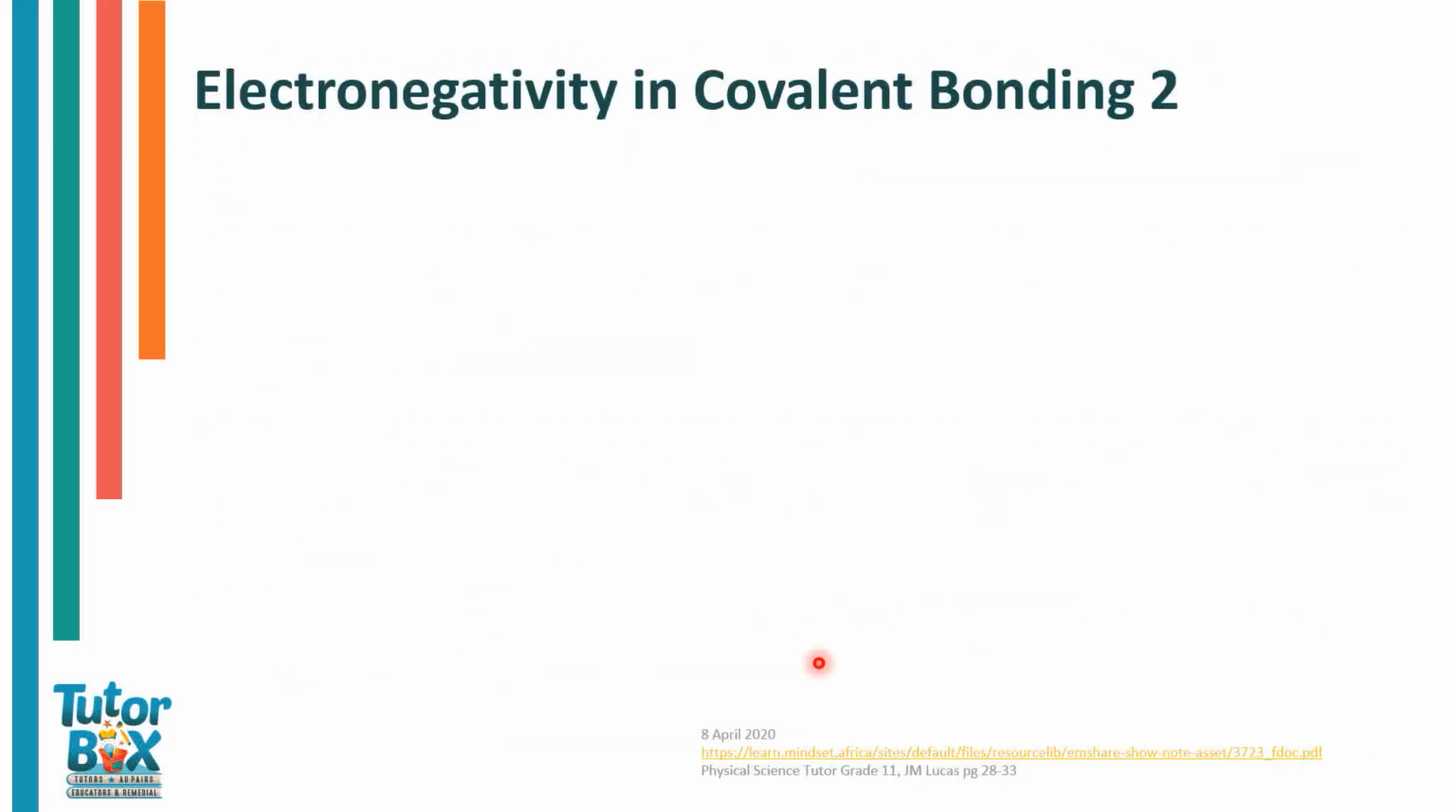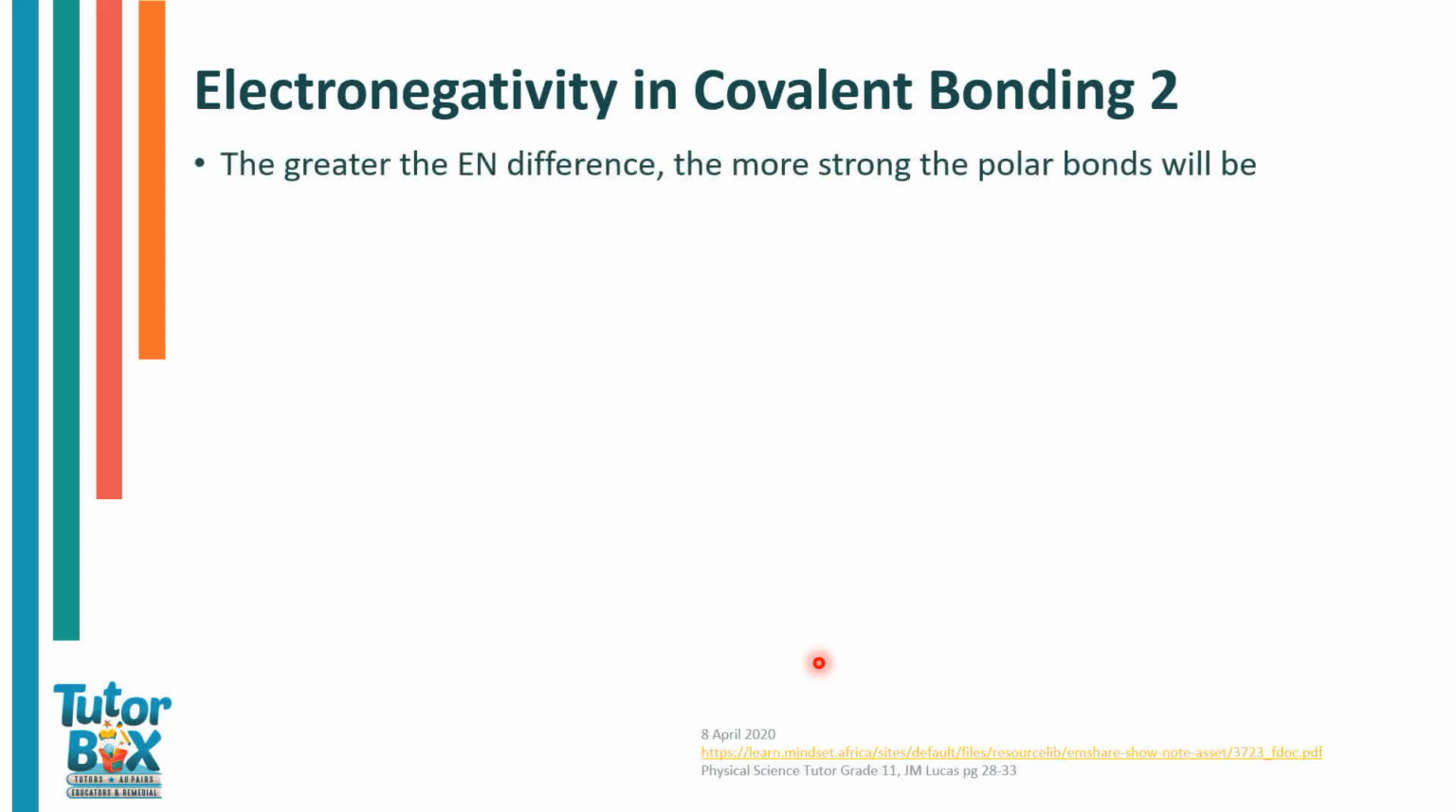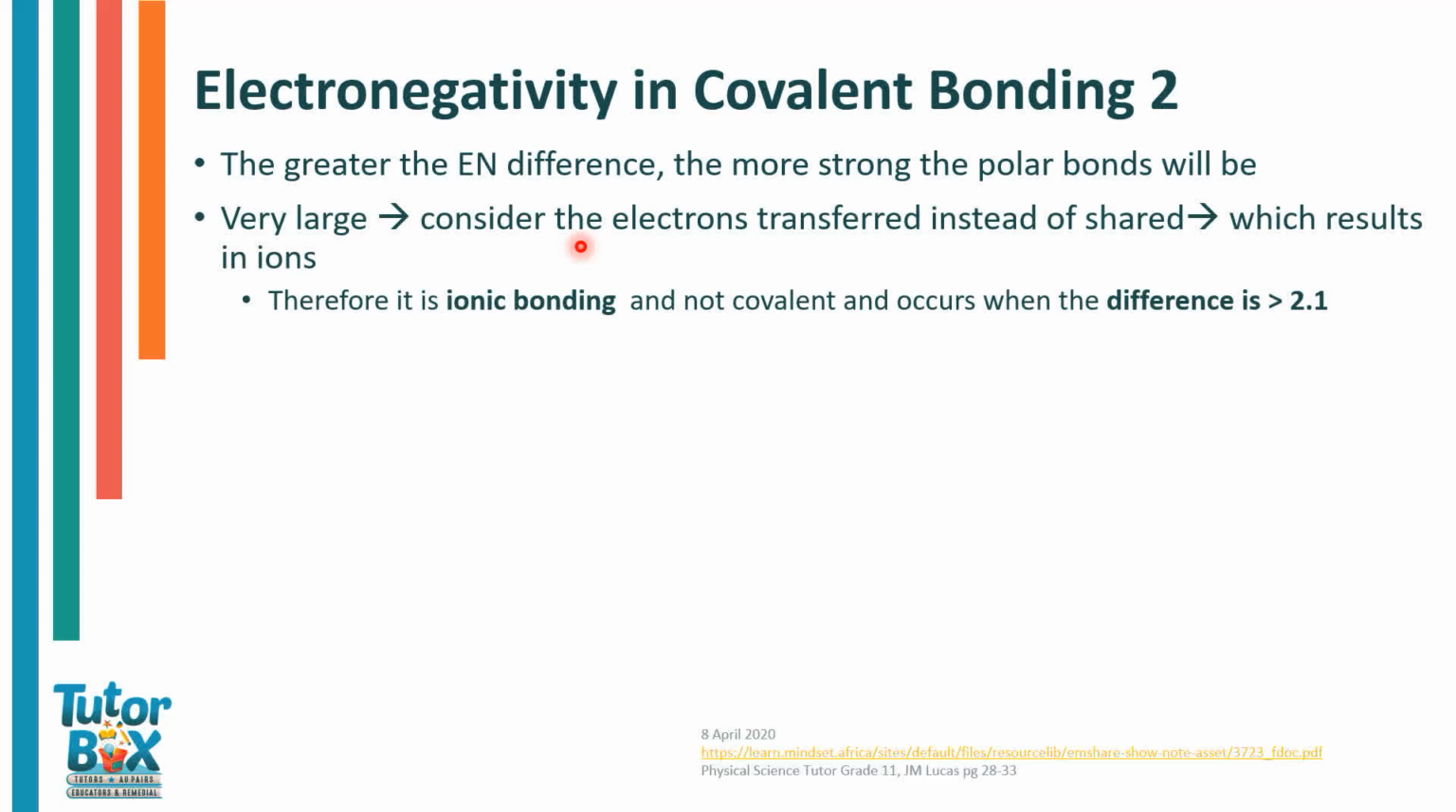Okay, a little more on electronegativity. The greater the electronegativity difference, the stronger the bonds will be. Okay, so that makes sense. If one attracts a lot better than the other, then the bond is going to be a lot stronger. However, if it is very large, then the electrons are considered to be transferred instead of shared. And remember, in the beginning, I said if it's transferred, it's called an ionic bond. So this occurs when your electronegativity difference is greater than 1.2.